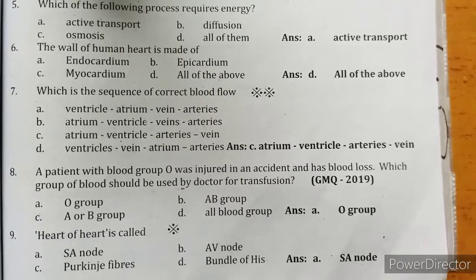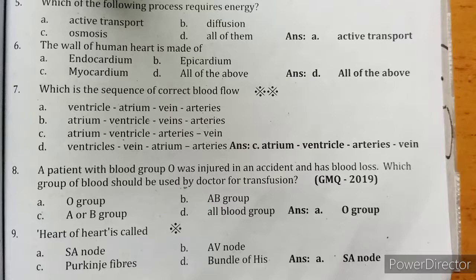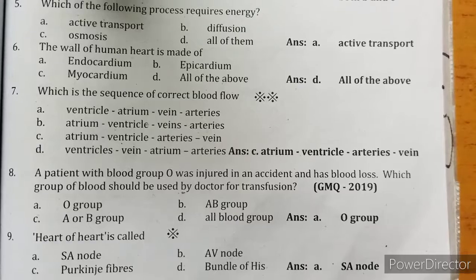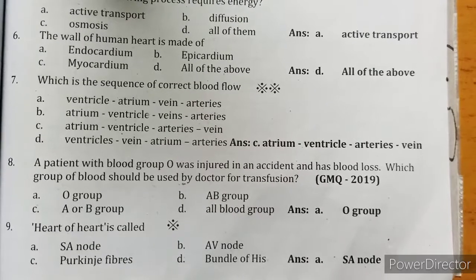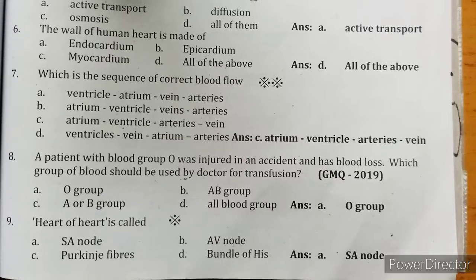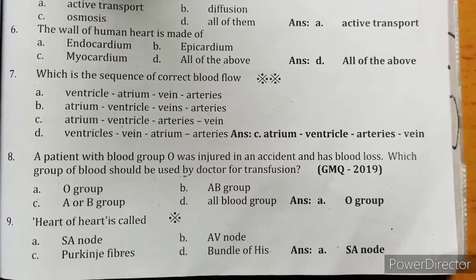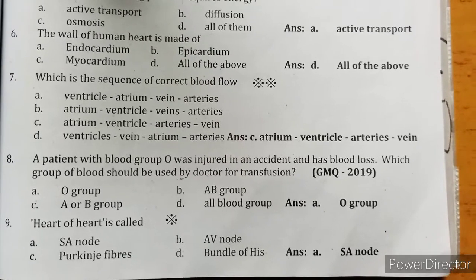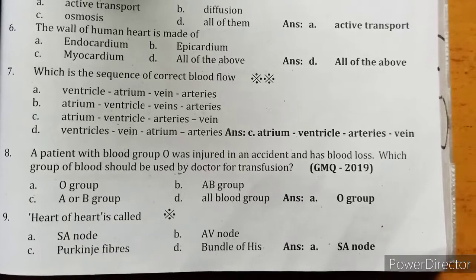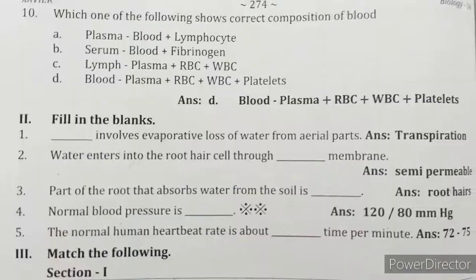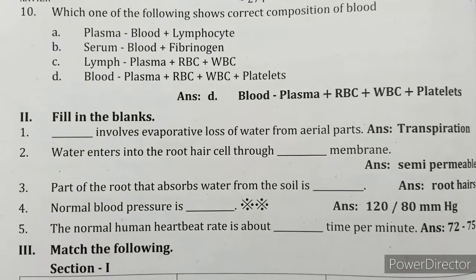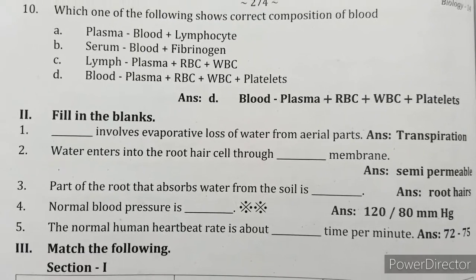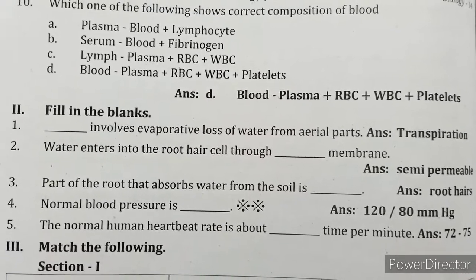Which is the sequence of correct blood flow? Atrium, ventricle, arteries, vein. A patient with blood group O was injured in an accident and has blood loss. Which group of blood should be used by doctor for transfusion? O group. Pacemaker of heart is called SA node. Which one of the following shows correct composition of blood? Blood minus plasma plus RBC plus WBC plus platelets.